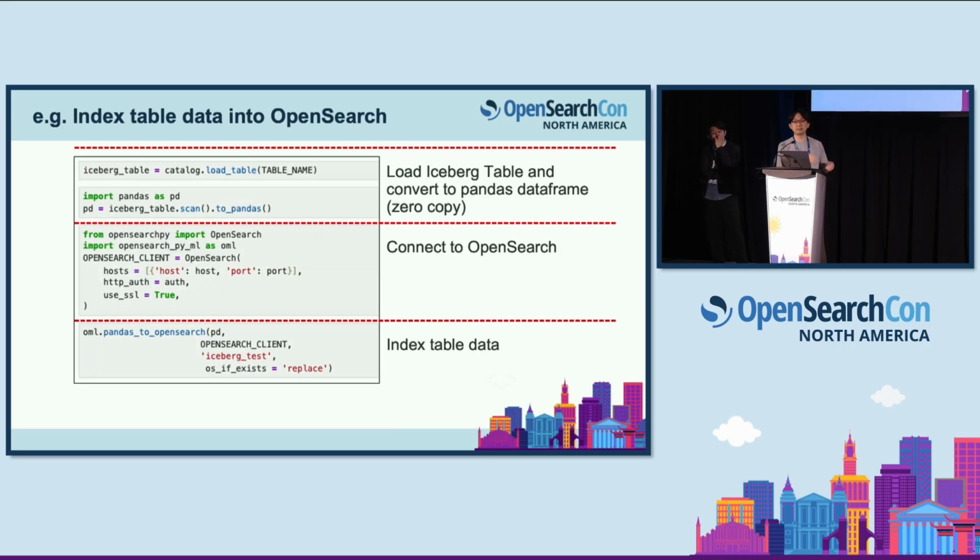Then let's index this table data into OpenSearch. So first, we load the Iceberg table and convert it to pandas. This process is thanks to PyArrow zero copy, so it's very efficient. Then we connect to OpenSearch using the Python client. Then we index the data. The pandas to OpenSearch method handles everything. So that's all. Our Iceberg data is now searchable in OpenSearch. So PyIceberg is good for lightweight deployment and Python-based data pipelines.